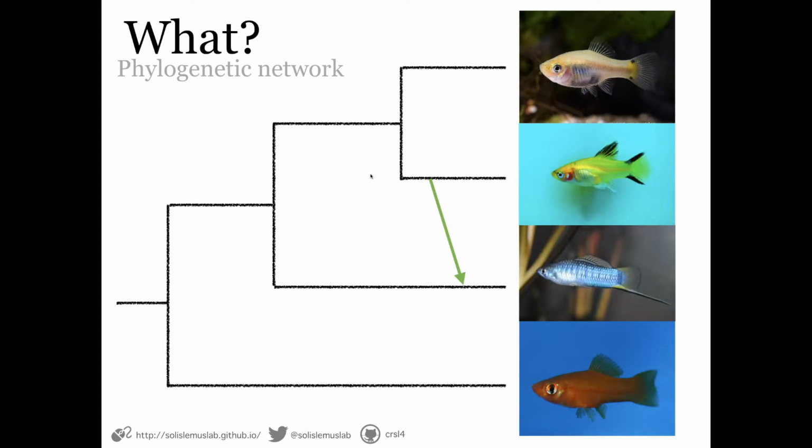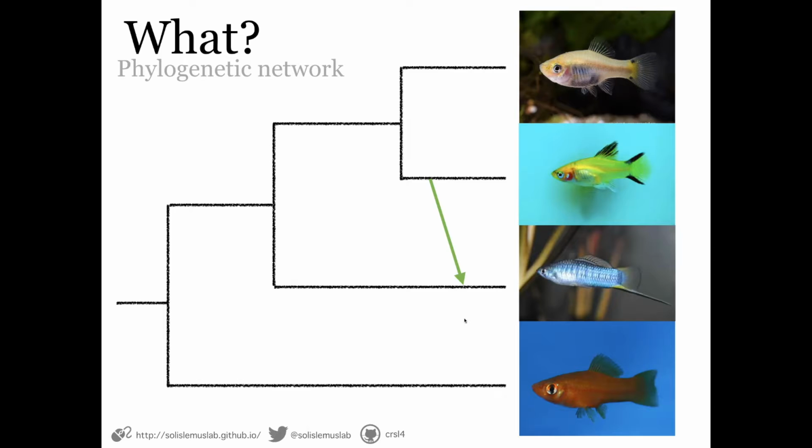Phylogenetic networks are an extension of the tree model. We are perhaps all familiar with the idea of phylogenetic trees that represent the evolutionary relationship between different organisms, for example, in this case, the four fish. A network simply has these extra arrows that represent some form of reticulation. So it could be introgression, hybridization, horizontal gene transfer, any form of gene flow.